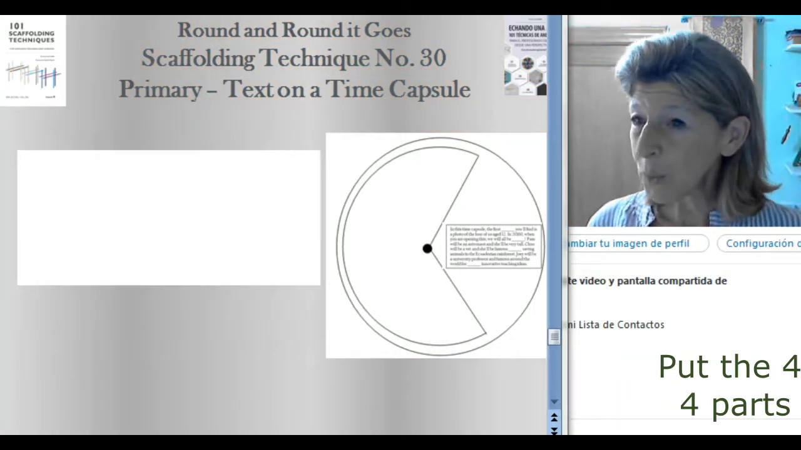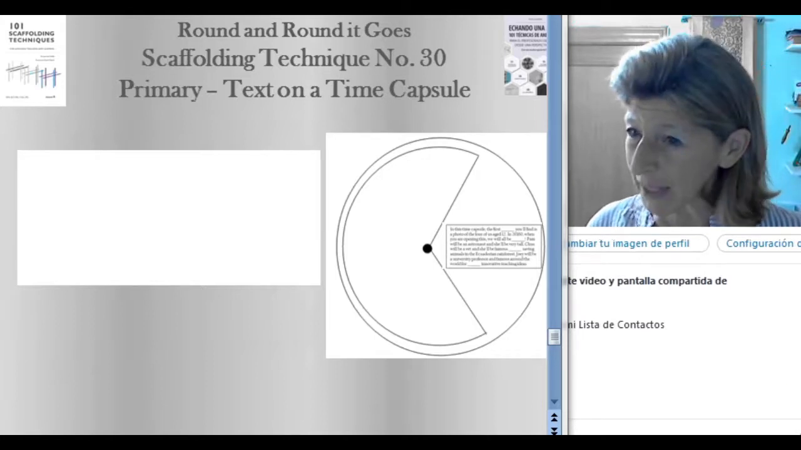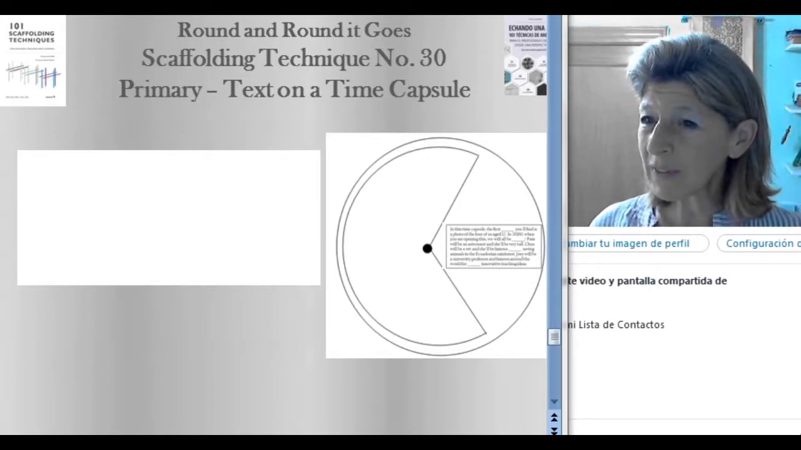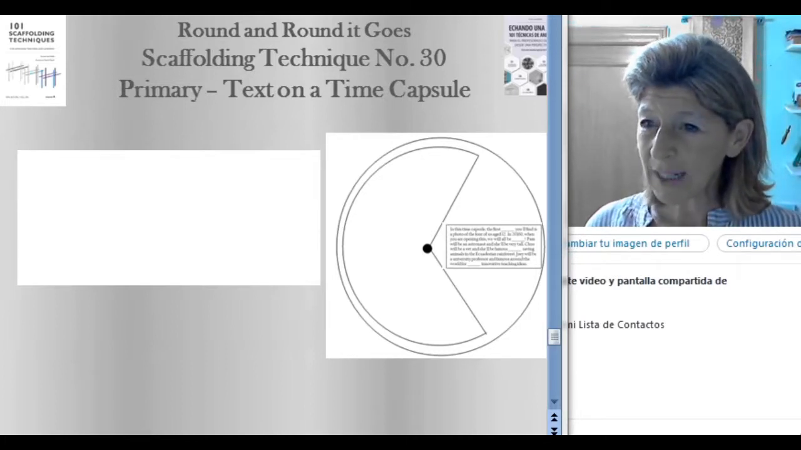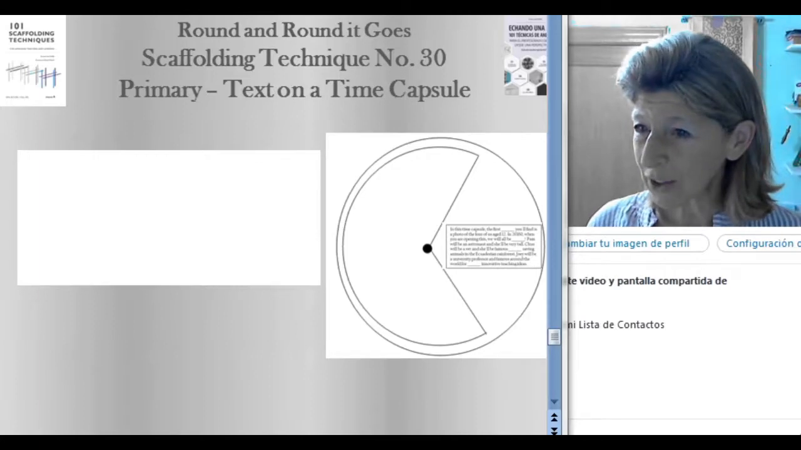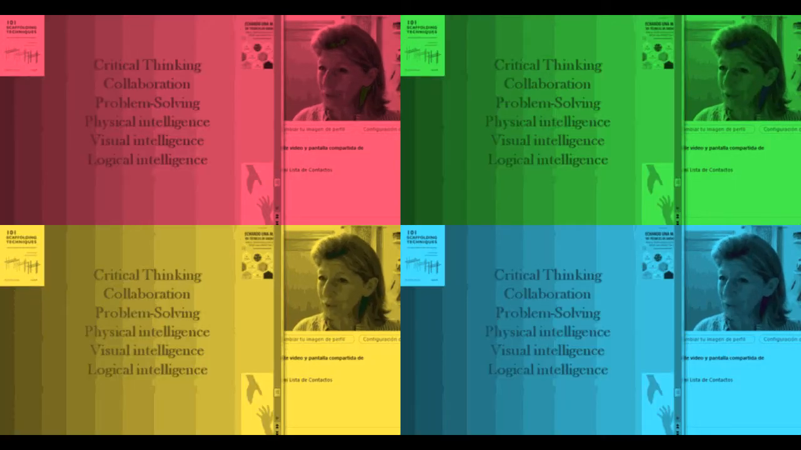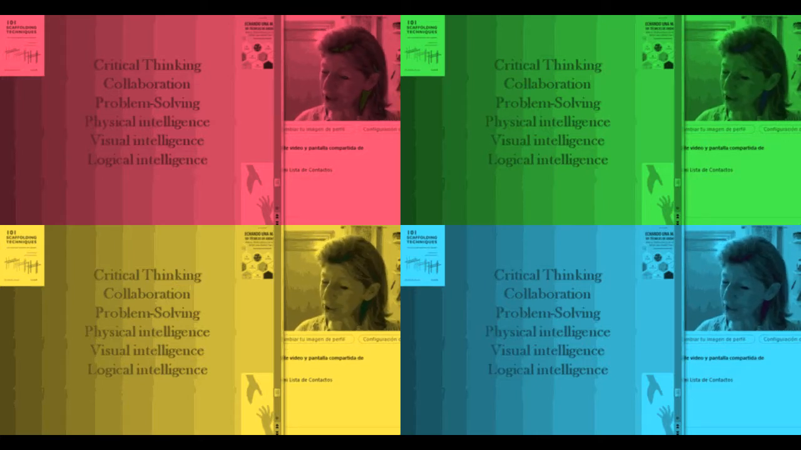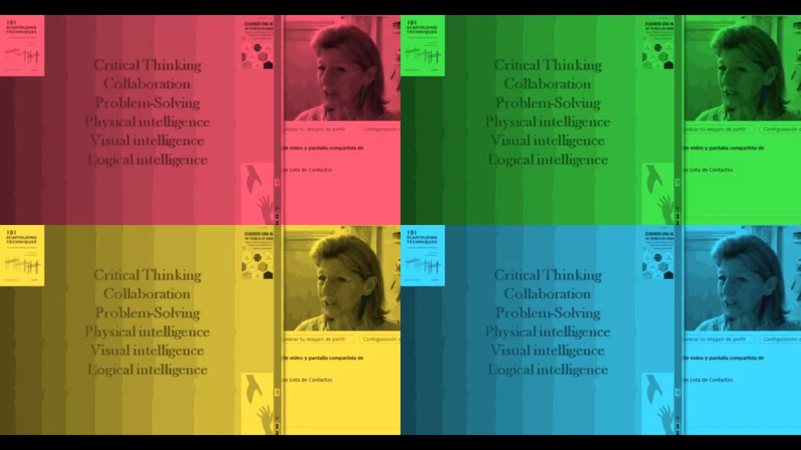So we're working on a lot of different intelligences here. Some students need to speak to be able to learn. Some students need to touch something to be able to learn. Some students need to see it to be able to learn. And others need to hear. And we're doing all of those different intelligences here. If you want to break it down even further, you're doing critical thinking, collaboration, problem solving. There's physical intelligence, visual intelligence, and logical intelligence.